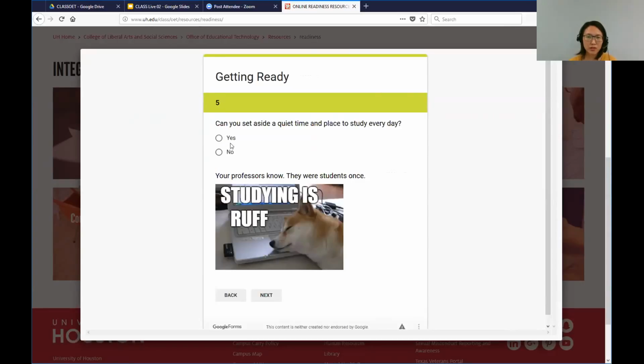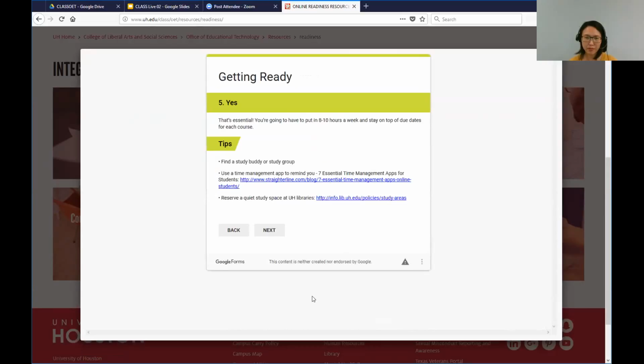And the last question is, can you set aside a quiet time and place to study every day? So it doesn't really matter whether I click yes or no, the tips should be the same. So for this one, it gives them a website for reference and then shows them how to reserve a room at the UH library. Okay.